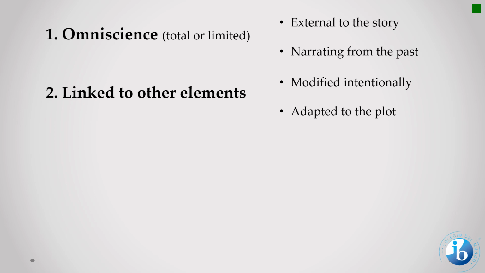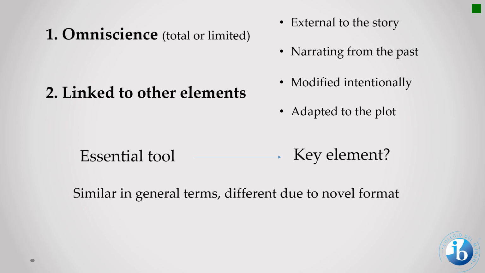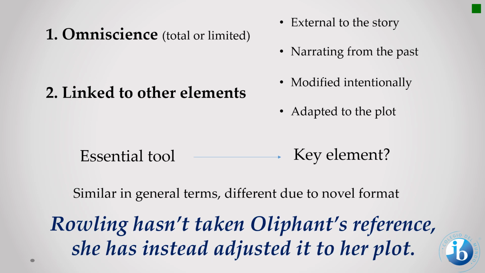Even though it is an essential tool, since it tells the story and what happens to the characters and the setting and everything, it isn't a key element that concerns our research question, because it is similar in general terms, but because of this modification the writers do to suit their plot, it's different. So Rowling hasn't taken Oliphant's reference because she has adjusted the narrator to her plot.